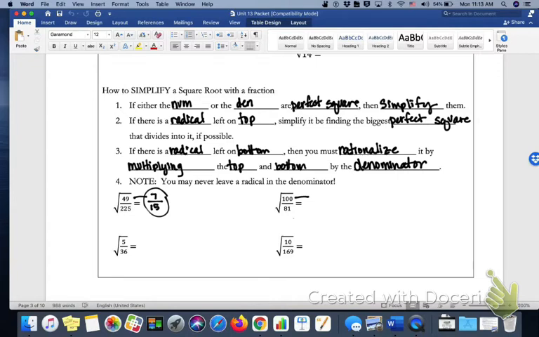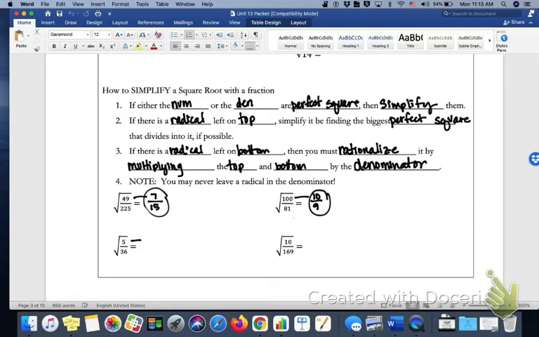Look at the next one. Square root of 100 divided by square root of 81. 100 is a perfect square and simplifies, and 81 is a perfect square and simplifies. So you can simplify each of those with your answer being 10 over 9.